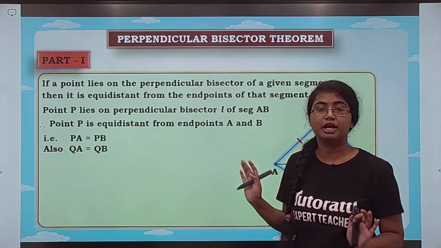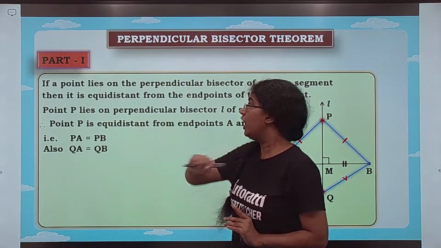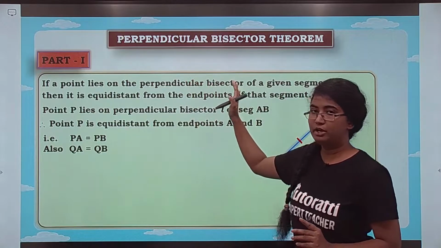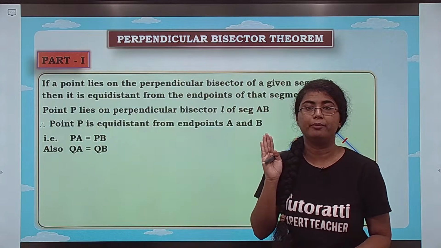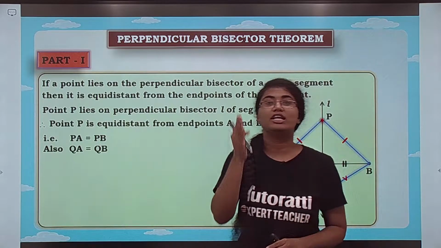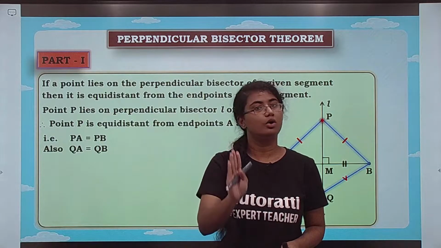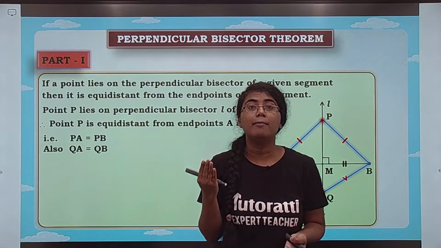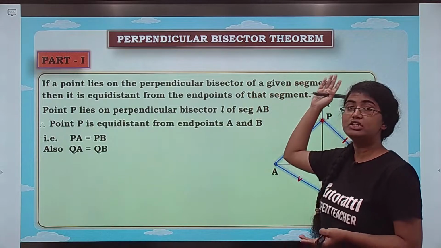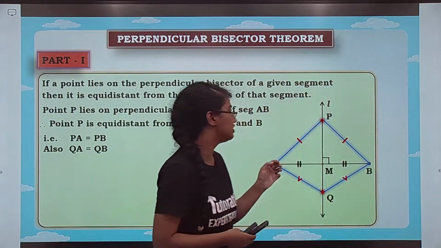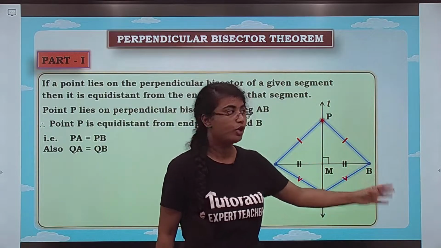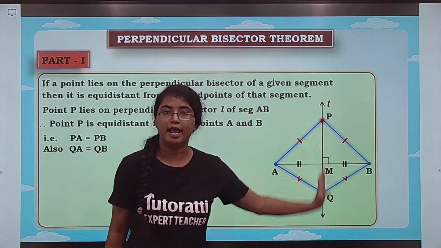मतलब कुछ समझ में नहीं आया. Break it down. If a point lies on the perpendicular bisector, full stop. रुको यहाँ पे. So there is a perpendicular bisector. इतना समझ में आ गया? कहाँ पे है? Of a given segment. So in our figure, first of all, we are going to be drawing AB. Then उसका perpendicular bisector, line L.